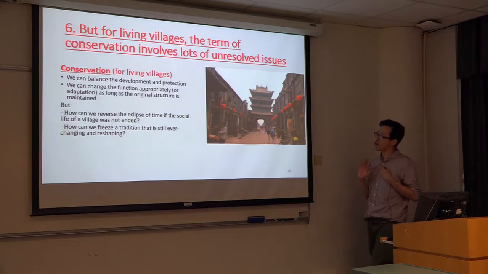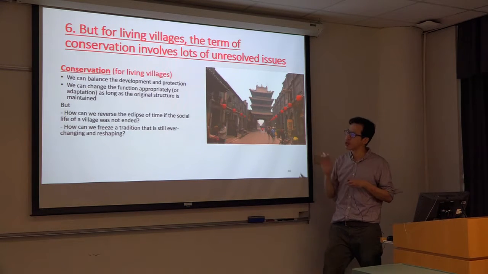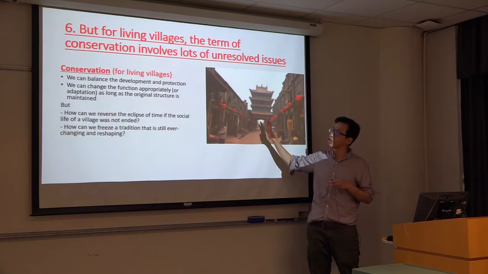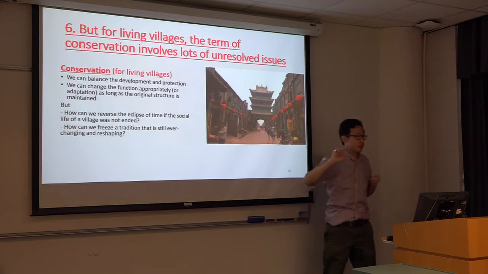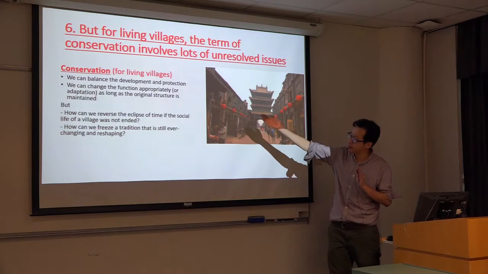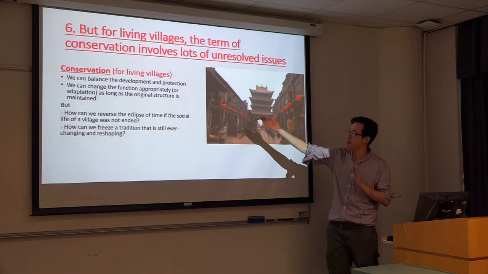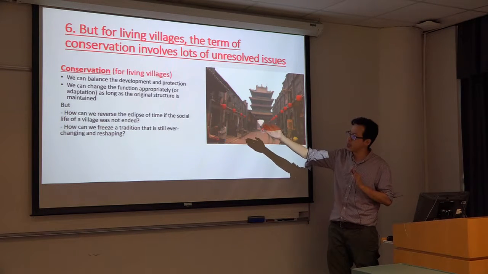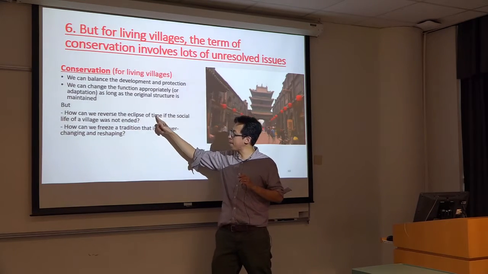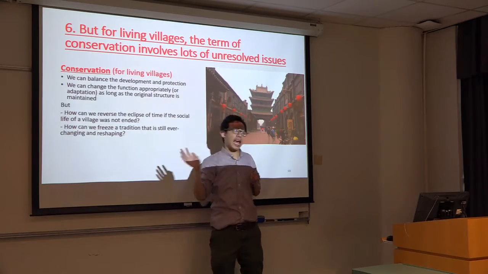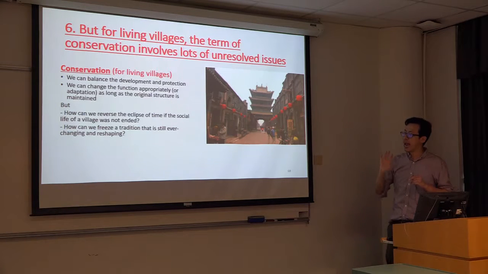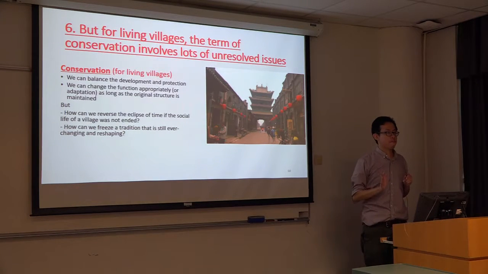But one thing I want to remind you is that when we try to employ a similar idea for intangible cultural heritage, especially for a living village, the story will be completely different. Yes, we need to balance development and protection. We can change the function appropriately as long as the original structure is maintained. But here is the critical part. How can we reverse the eclipse of time if the social life of the village has not ended? And how can we freeze a tradition that is still ever-changing and reshaping?